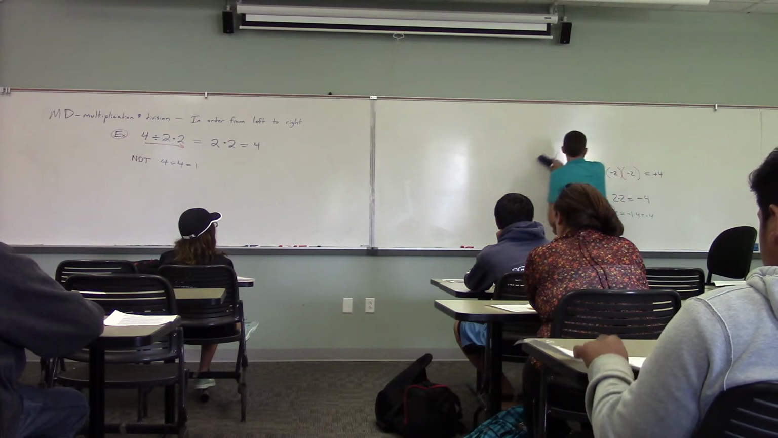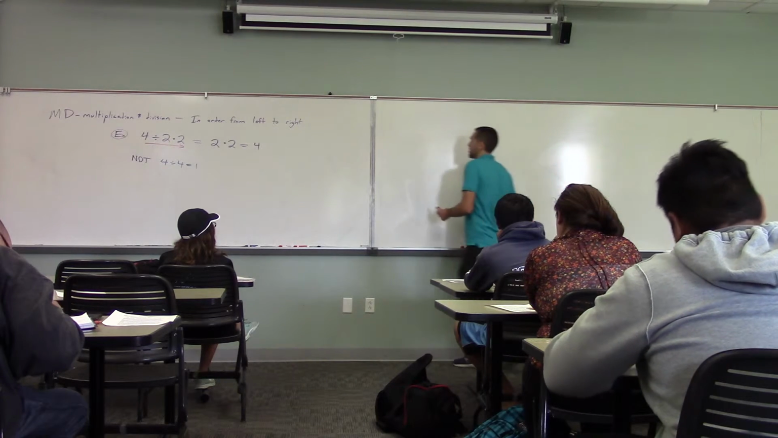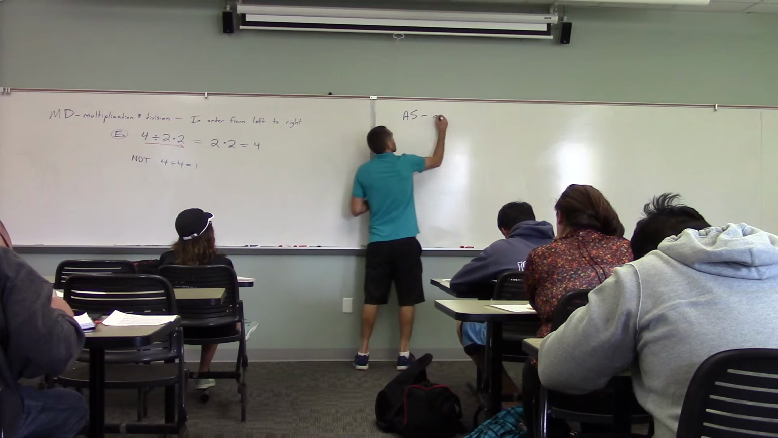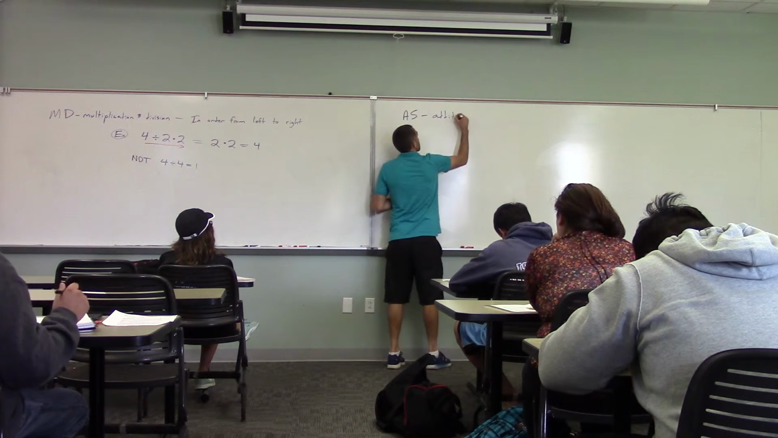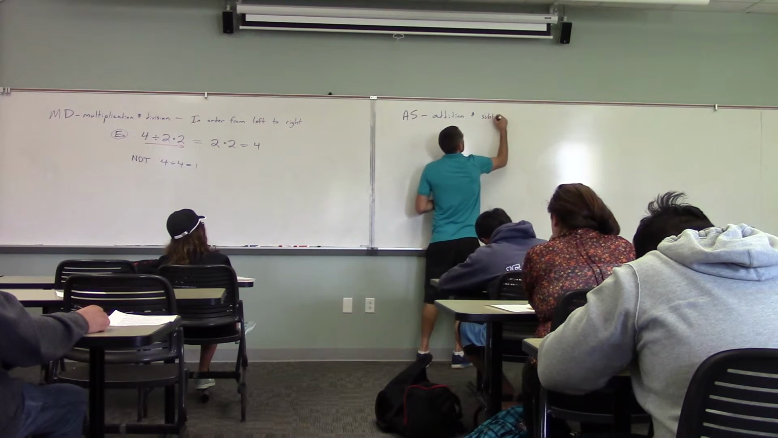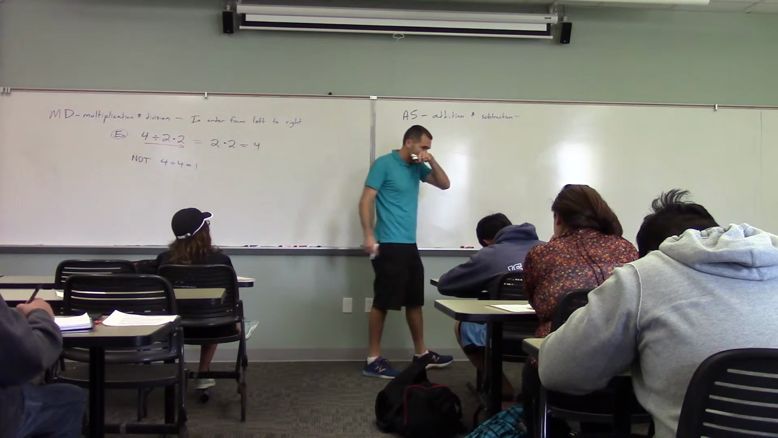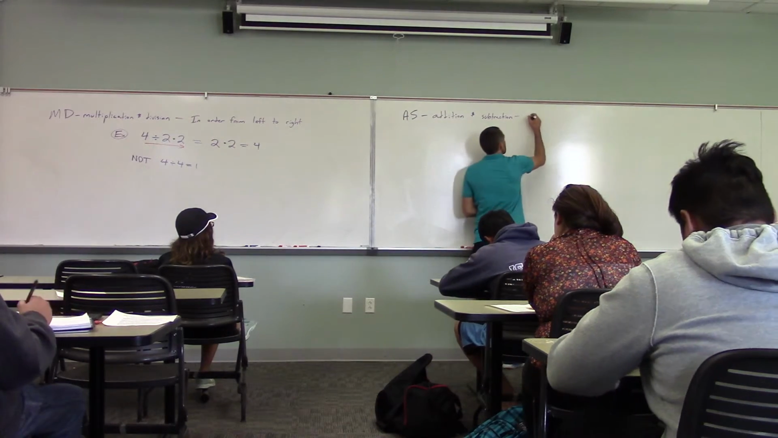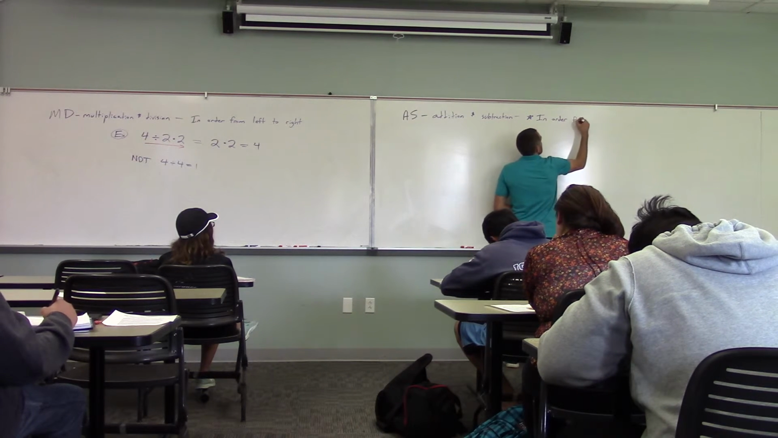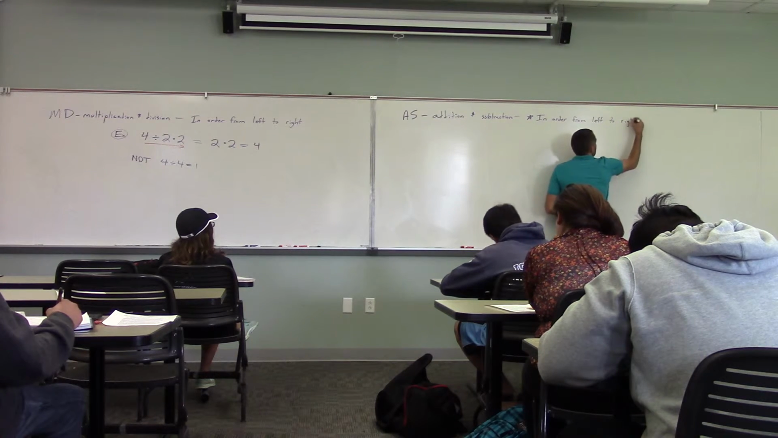The next one is addition and subtraction, which sadly, as you probably know, negative signs cost you a lot of points on tests and quizzes in your lifetime of mathematics. So addition and subtraction. The easiest way to say it is in order from left to right. That's easy. But this can get pretty tedious.